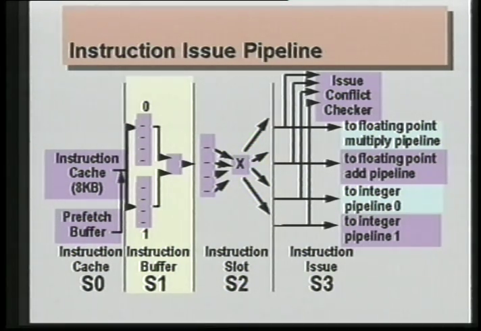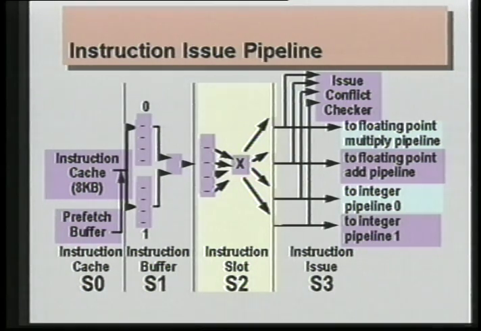The next stage in the pipeline is the instruction slot stage. Now, instruction slotting is the process of resolving static execution conflicts. So, for example, if the staging register at the beginning of stage 2 contained 4 floating point multiply instructions, and as you can see, there's only one floating point multiply pipeline, those instructions can't all issue at once. That's a static execution conflict, and stage 2 resolves these.